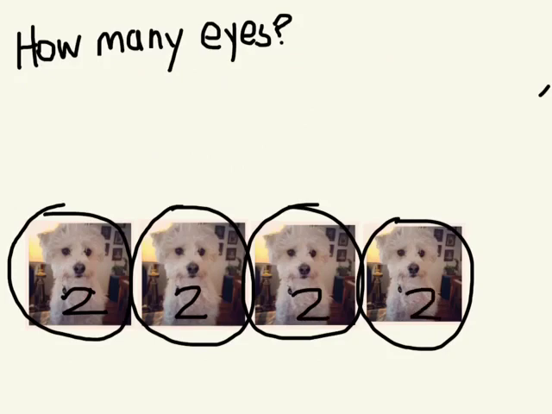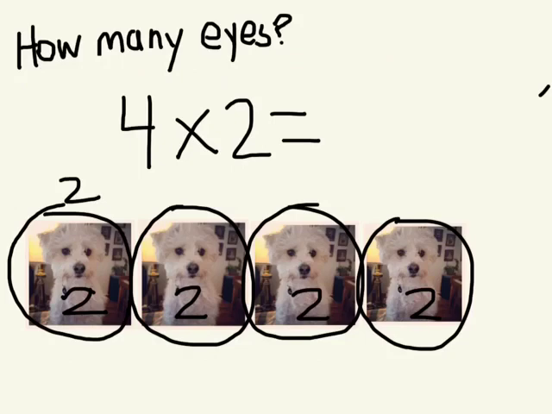So I have 1, 2, 3, 4 groups of 2 equals, and so I'm going to hold up my 4 fingers and I'm going to count by 2s, and I will write that here for you as you do that on your hand. 2, 4, 6, 8. 4 groups of 2 equals 8.